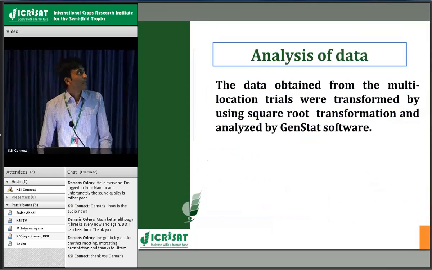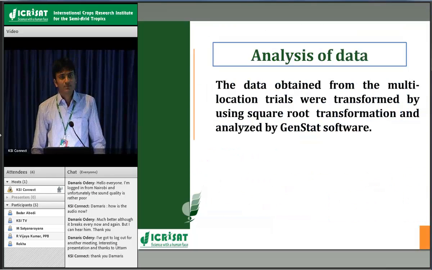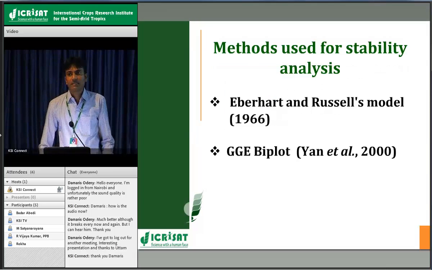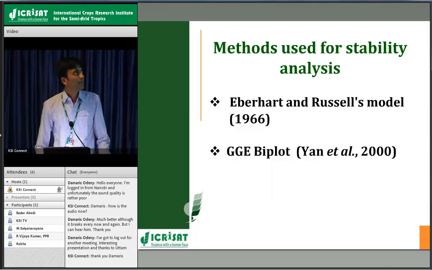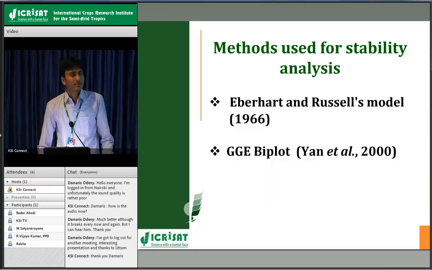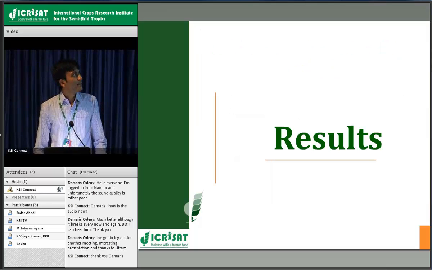The data obtained from the multi-location trial were transformed using a square root transformation method and analyzed using GenStat software. Two different methods were used for stability analysis. One is based on regression given by Eberhart and Russell, and another is the graphical presentation of stability given by the GGE biplot given by Yan et al., 2000. Now come to my results.